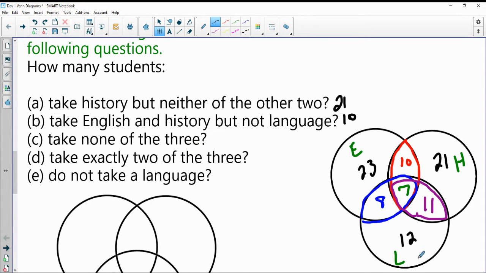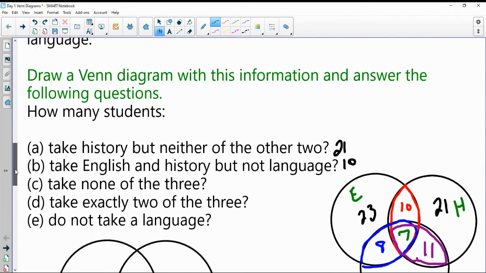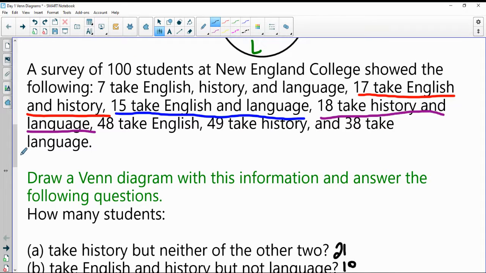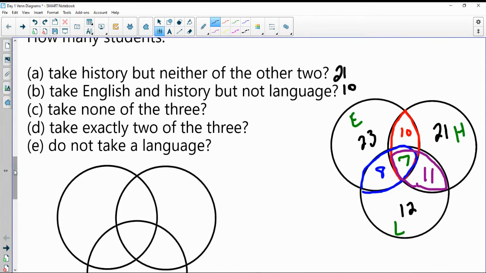So to figure out the ones that are taking none, you have to remember how many students were surveyed. So up here, we surveyed 100 kids. So if I had 100 kids to find out who doesn't have any of these, you're going to have to subtract all of this. So I'm going to take 100 and I'm going to use my calculator. So you're going to do 100 minus all of these. So I'm going to start with 100 minus 23, minus 10, 7, and 8, minus 11, 21, and 12. And when I minus all of those, my leftovers are 8. So 8 kids are taking classes, but they're not English, history, or language.